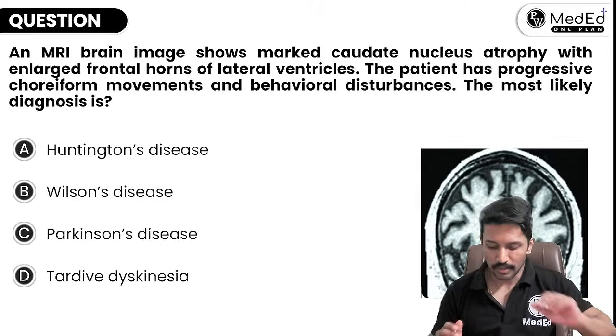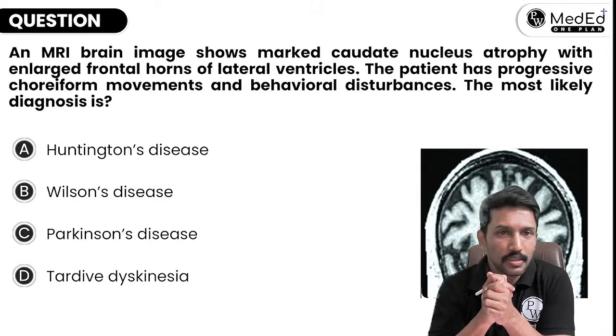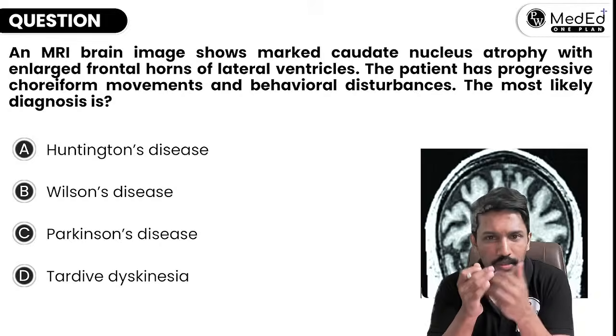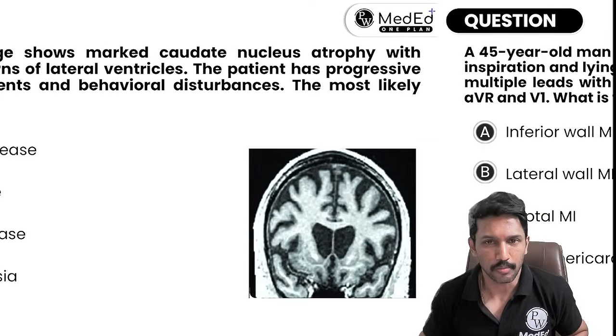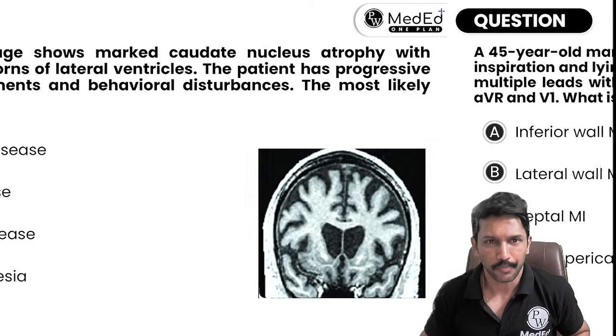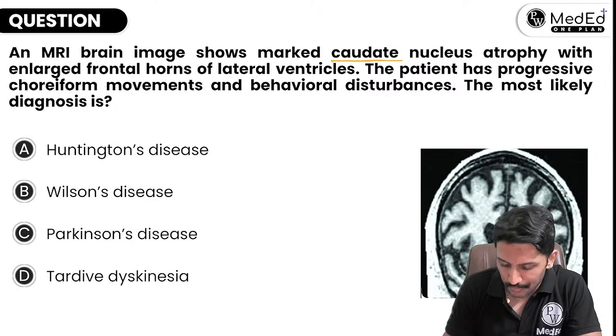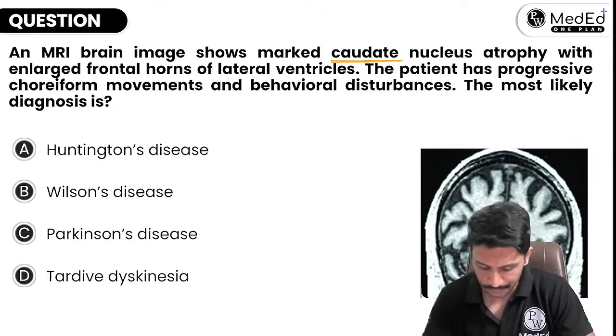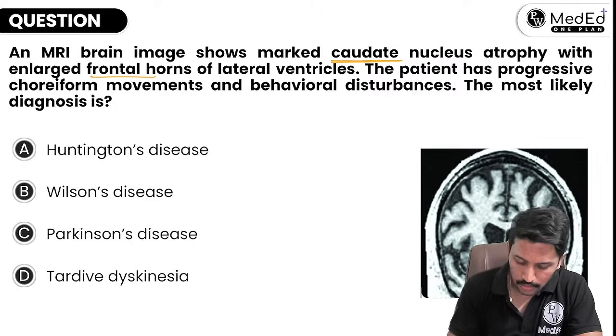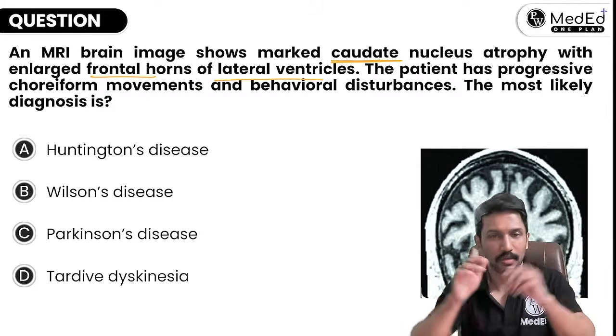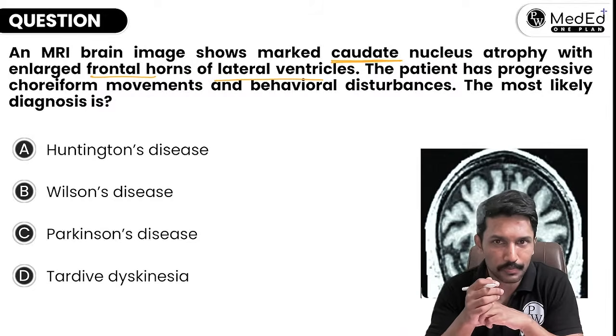Okay, so let me start with the very first question. The question is, an MRI brain image is given below. You can see the image here. And they have told that it shows marked caudate nucleus atrophy. That's the hint. Caudate nucleus is atrophic with enlarged frontal horns of the lateral ventricle. The lateral ventricles are enlarged. That's what the question says.